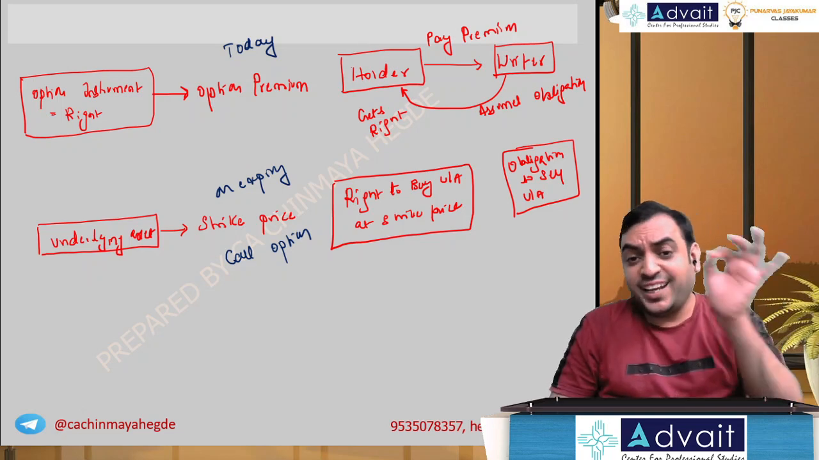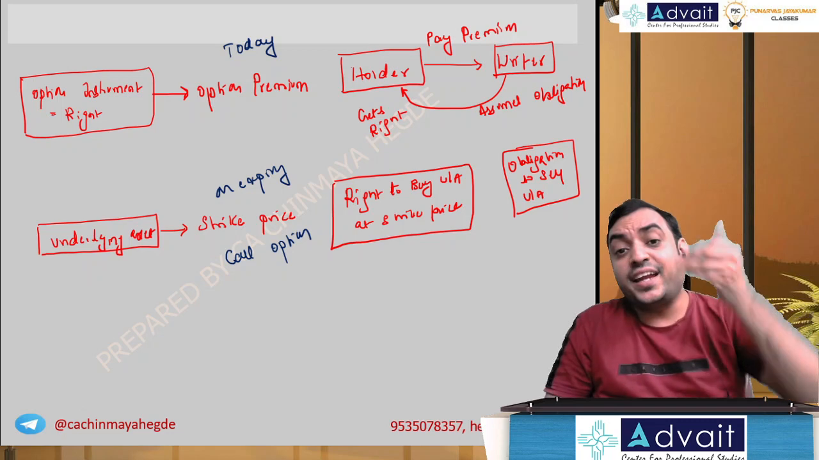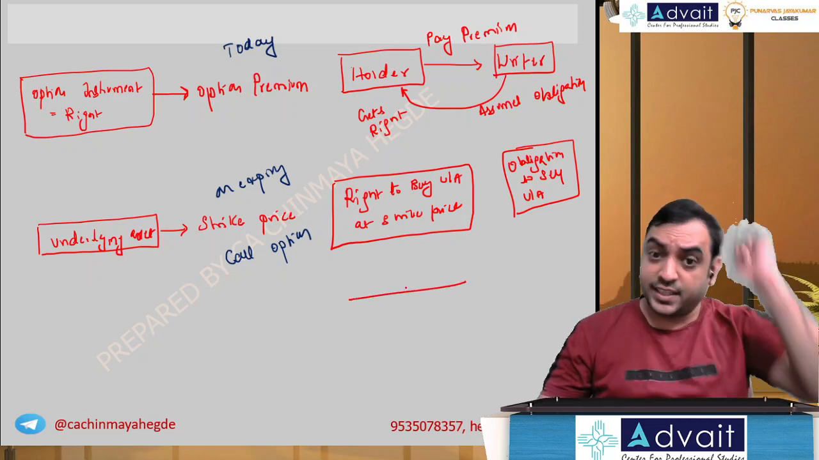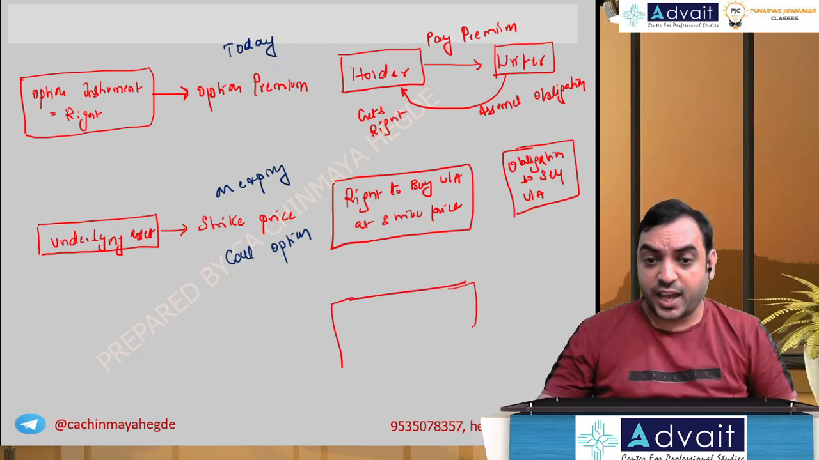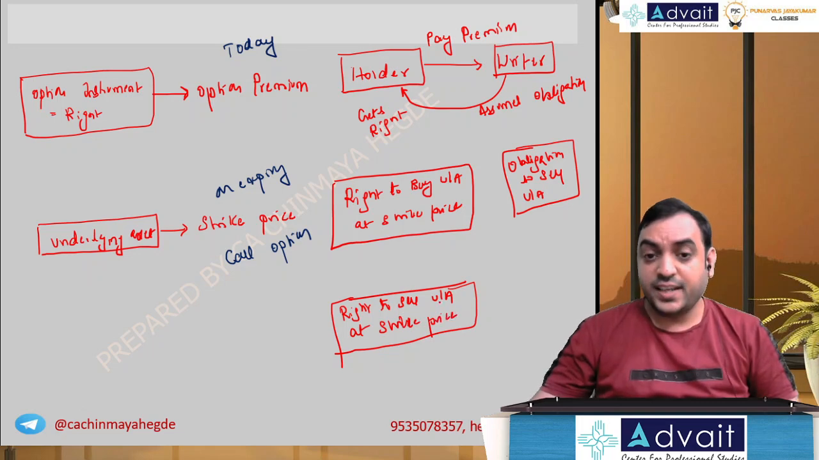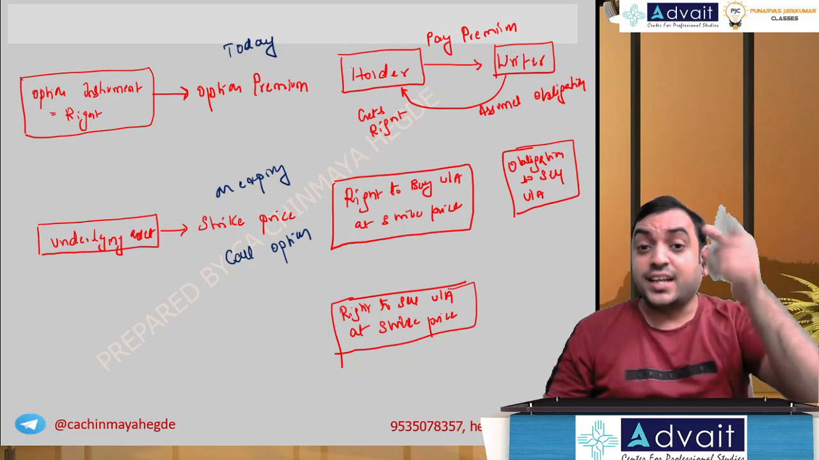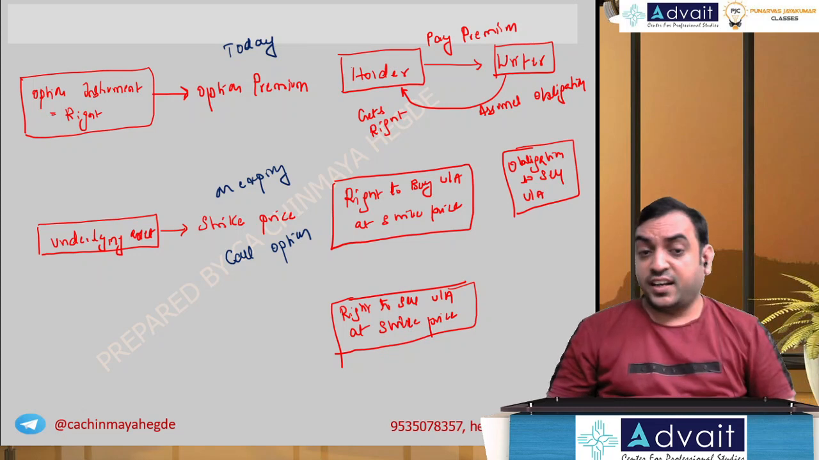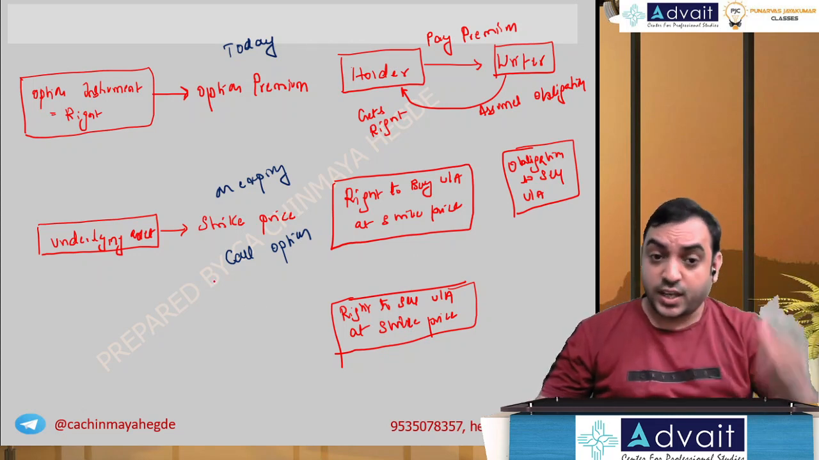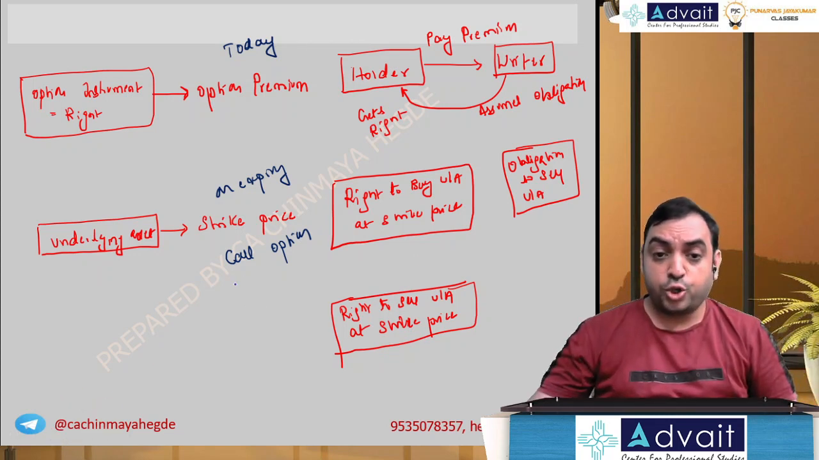Just like you have the right to buy, you can also have the right to sell. That should be decided earlier itself. So if you have the right to sell the underlying asset at the strike price, right to sell UA, and don't think of a movie rating, UA means underlying asset. The right to sell the underlying asset at a strike price on expiry is called a put option.